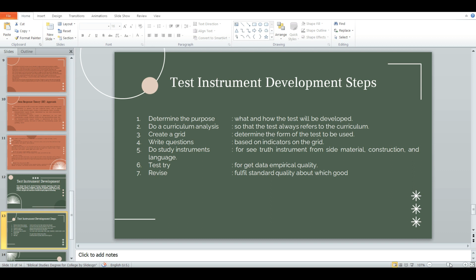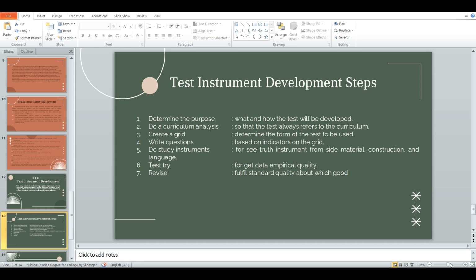The next step is write questions. It's about based on indicators on the grid. In this activity of writing items, each item that you write must be based on the indicators that have been written on the grid and stated in the item specification.